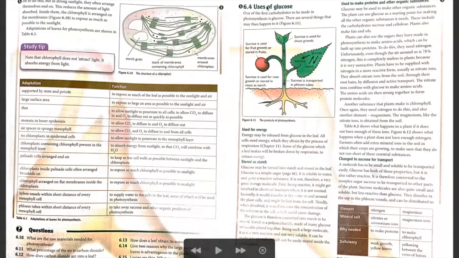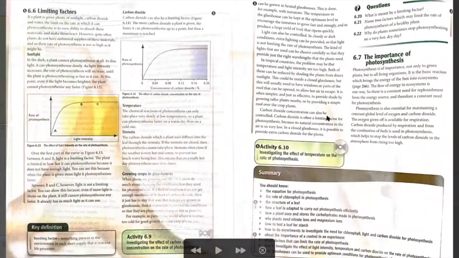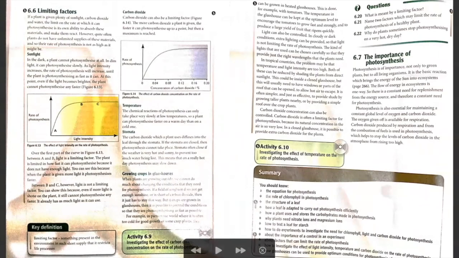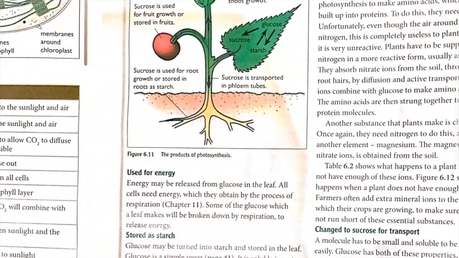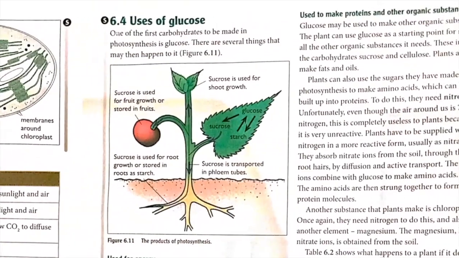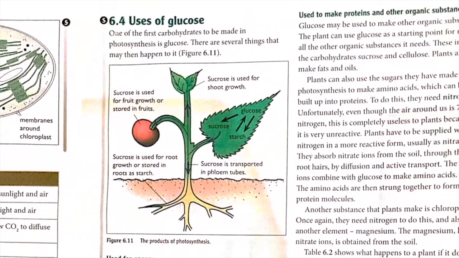Okay. So, next, we are going to study about the use of glucose. Okay. The use of glucose. Okay. Let's begin. Okay, guys. So, let's continue. Okay, so the next one, we are going to study about the product of photosynthesis. Okay, as you know that there are two products of photosynthesis, which are oxygen and also glucose.